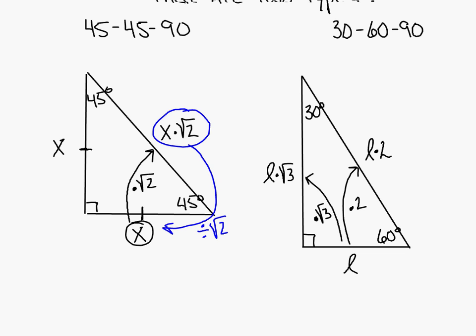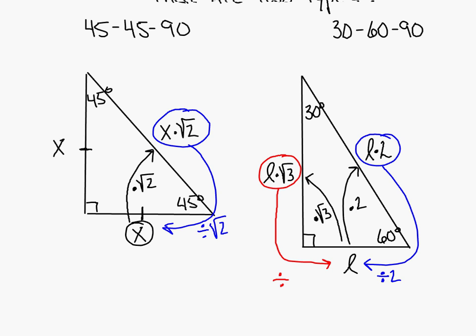If you're given the hypotenuse and you need the shorter leg, divide by 2. And if you're given the longer leg, the side opposite the 60, and you need the shorter leg, you're going to divide by the square root of 3.